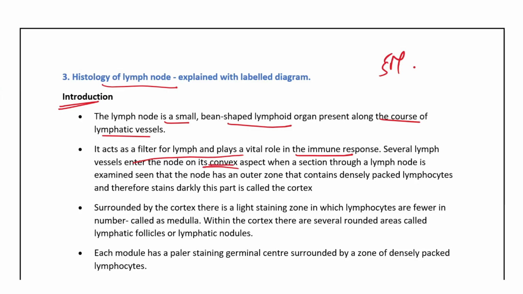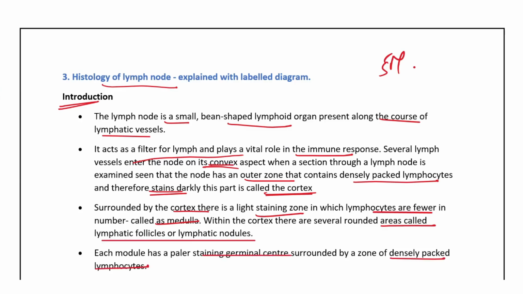Now this is important, convex aspect, because we will see this in the diagram. Okay, it has an outer zone that contains deeply packed lymphocytes and therefore it stains dark. It's called as the cortex. Surrounding the cortex, there is a light staining zone in which the lymphocytes are fewer in number and it's called as the medulla. Within the cortex, there are several rounded areas called as the lymphatic follicles or lymphatic nodules. Now, each nodule has a pale staining germinal center which is surrounded by densely packed lymphocytes.